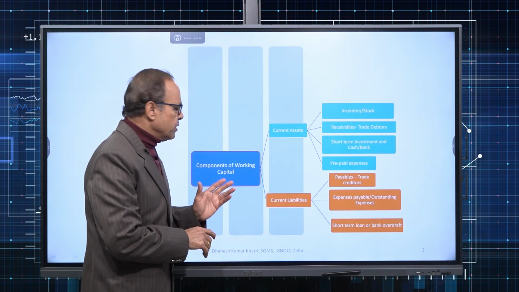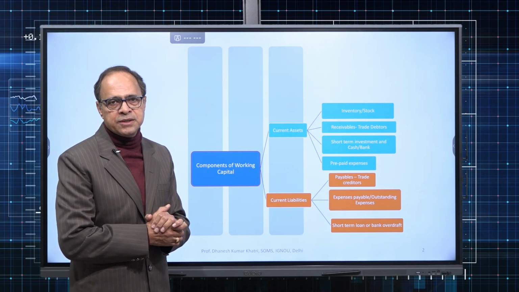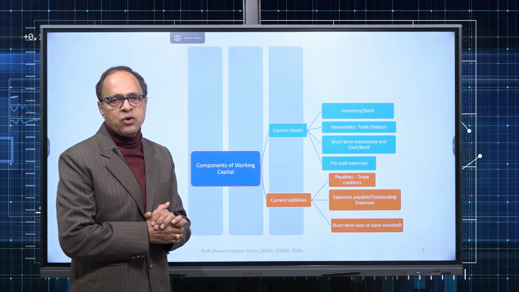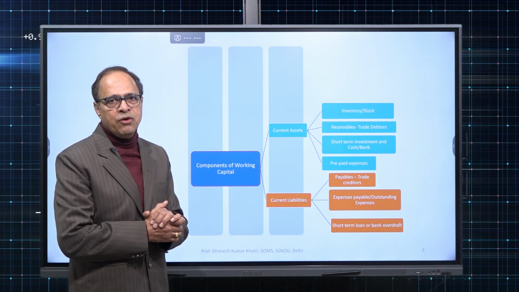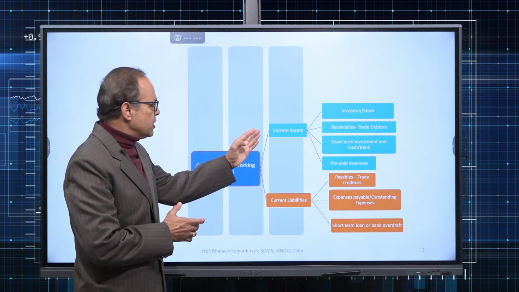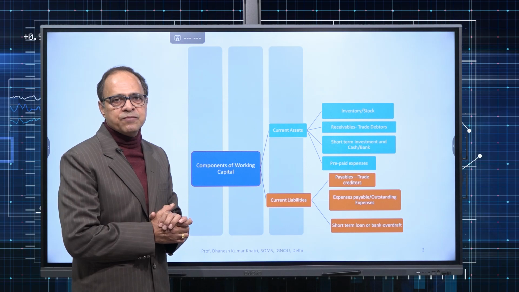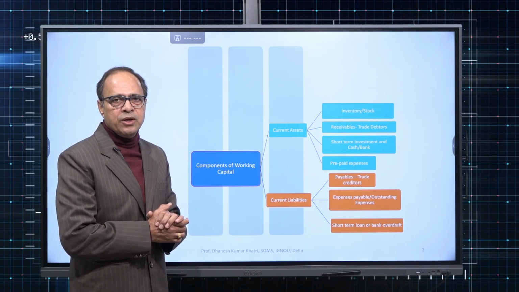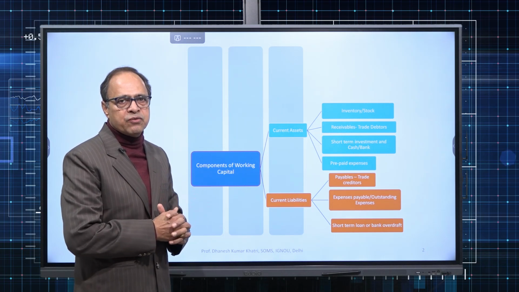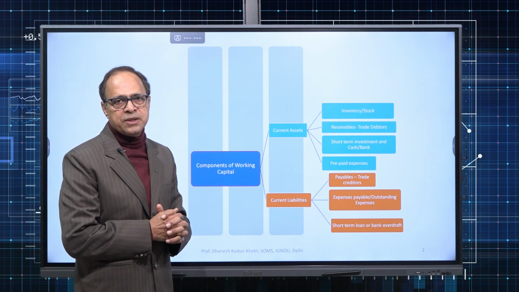If you see, the components of working capital are current assets and current liabilities. So the first method, which is the traditional method or balance sheet approach method for estimating working capital requirement, is estimation of current assets and estimation of current liabilities. That means in this traditional method, we will be estimating separately each component of the current assets as well as each component of the current liabilities.